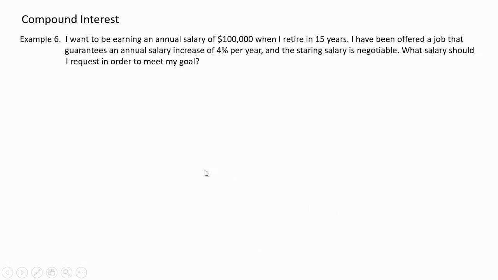Okay, now let's see this one here. This is example 6. I want to be earning an annual salary of $100,000 when I retire in 15 years. I have been offered a job that guarantees an annual salary increase of 4% per year, and the starting salary is negotiable. What salary should I request in order to meet my goal? Again, we're going to use the compound interest formula. In my opinion, it's better to use this one here.